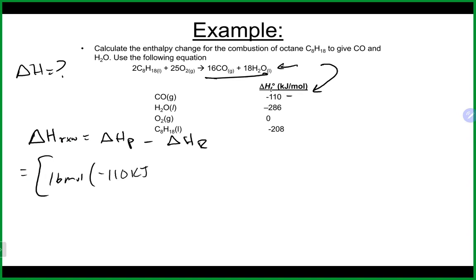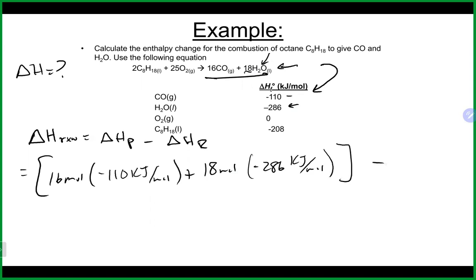110 kilojoules per mole. We then would add it to our other product, which is the water, and it has a coefficient of 18. So we would take 18 moles times the value for our water in the table, which looks like it is negative 286 kilojoules per mole. At this point, that takes care of all of our products. We're going to do the exact same thing here with our reactants.